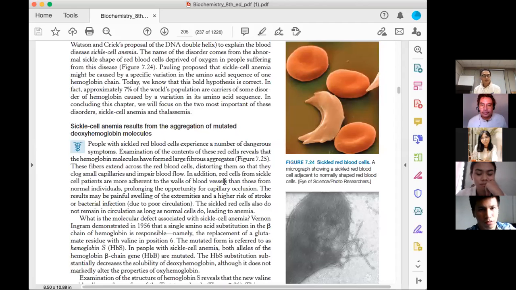Okay. But if you have the mutation like this, then you tend to survive better than those who are normal.